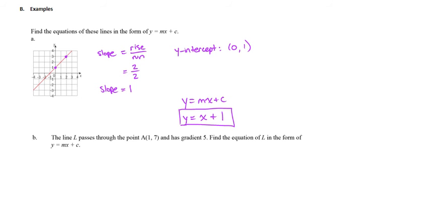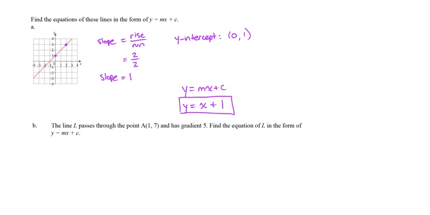And this kind of fits with some of the things we saw last lesson because I have a positive slope, which means the line should be going upwards, which it is. So that's a nice confirmation for me that I'm on the right track. So that's not so bad, finding the equation from a graph.